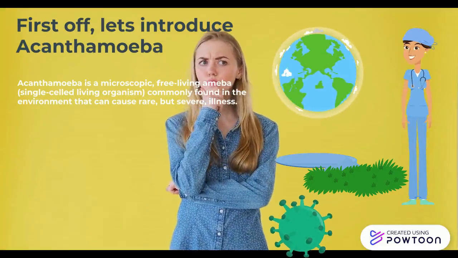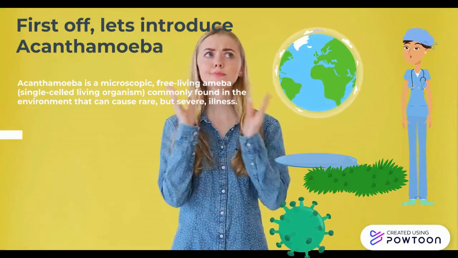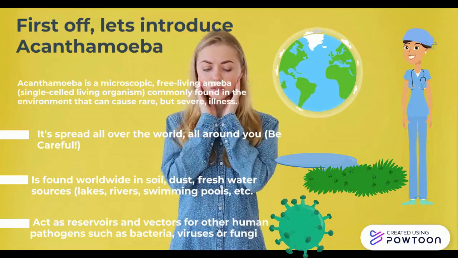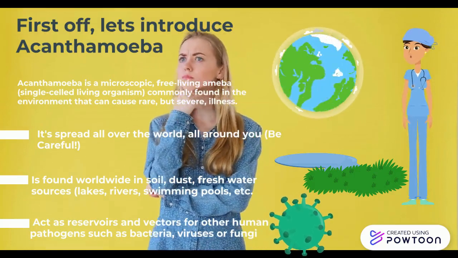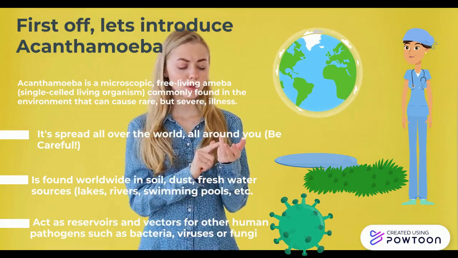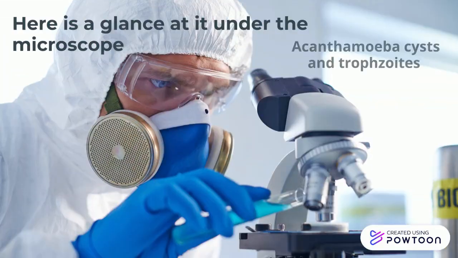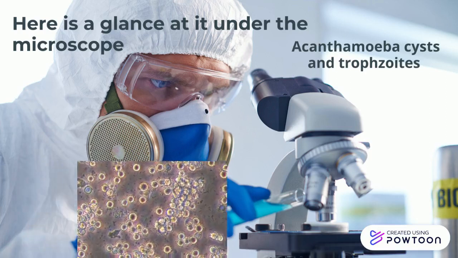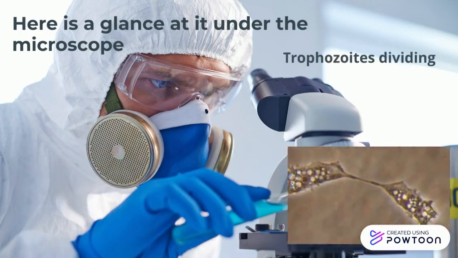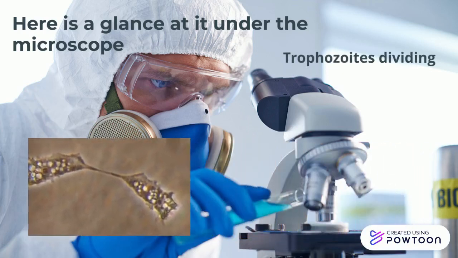First off, let me give you a quick introduction on what acanthamoeba is. Acanthamoeba is a microscopic single-cell organism, and even though we can't see it, it's found in the environment all around us. It's very abundant in areas such as the soil. Let's have a quick glance at what acanthamoeba cysts and trophozoites look like under the microscope. We'll explain further in the following slides.